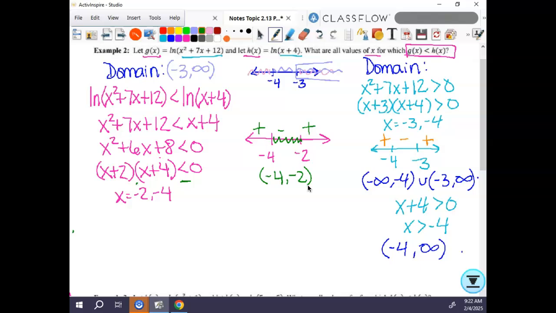You can put that domain on this same number line, kind of like we did before, if that is helpful to you. I get to go from -3, which is right here, to infinity, right? So is this interval my answer? No, it's this part right here. g of x is less than h of x from -3 to -2.